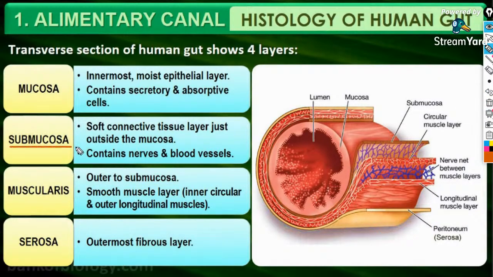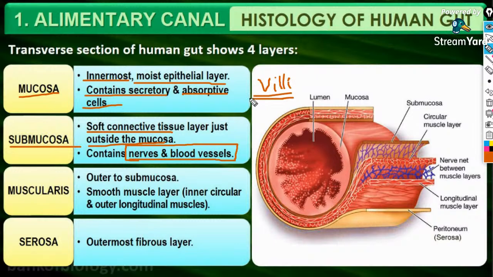Next, after that is the submucosa. It is a soft connective tissue that lies just outside the mucosa. It contains nerves and blood vessels. The innermost layer is the mucosa. It is the innermost epithelial layer and contains secretory and absorptive cells. We studied that villi are finger-like projections found in this mucosal layer.